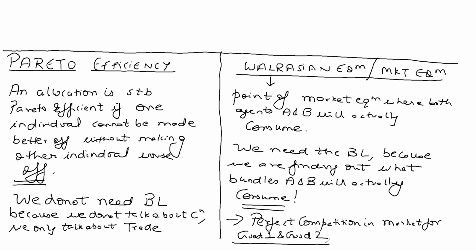So I hope all students are able to clear off the difference between Pareto efficiency and Walrasian equilibrium. Pareto efficiency talks about that point where the agents will trade, and once they reach that point, they'll stop trading. Walrasian equilibrium or market equilibrium will talk about a point which the agents will actually consume given their budget lines.